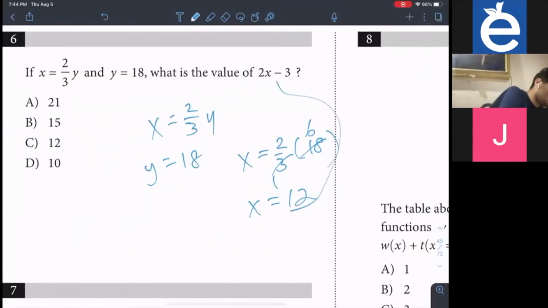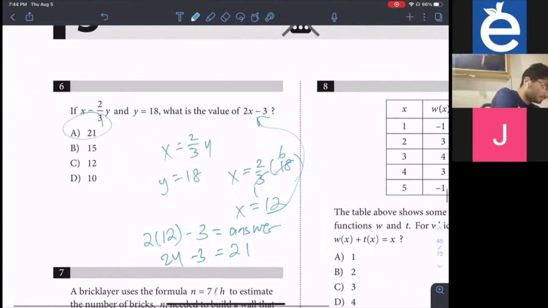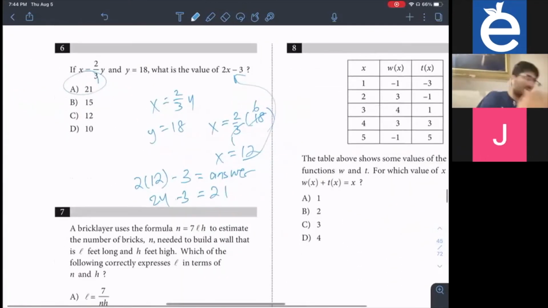Now we have to plug it into this equation. So 2 times 12 minus 3 is equal to the answer. So we do 2 times 12, which is 24, minus 3 is equal to 21, which is our answer. It is choice A, 21. So that was a very straightforward question. You just find what the value of x is and then plug it into 2x minus 3.